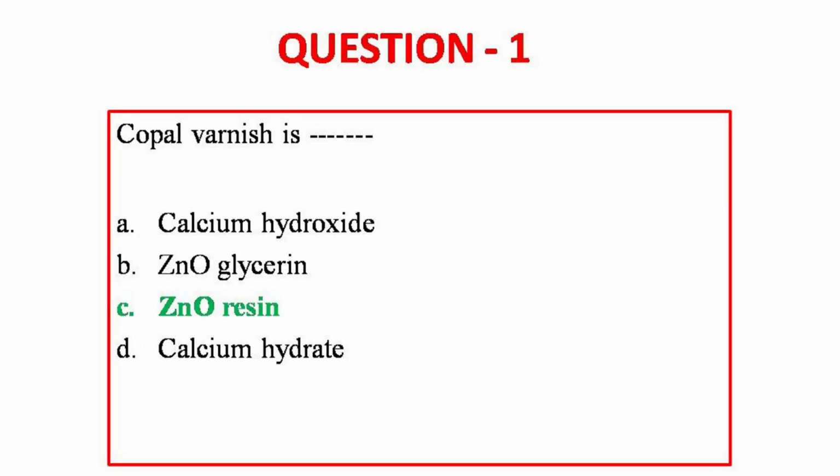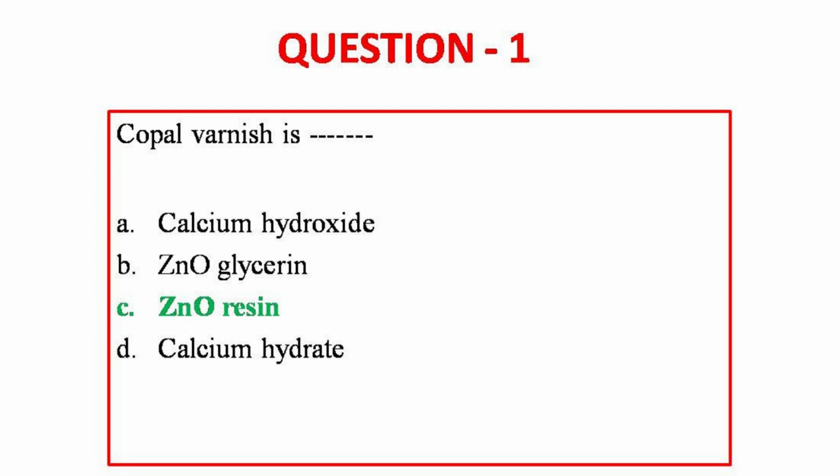So the copal varnish is normally called as the Hoffman's copal varnish, and its main composition is the copal, the zinc oxide resin and ethanol. The working time is approximately 30 seconds. Moving on to question number 2.